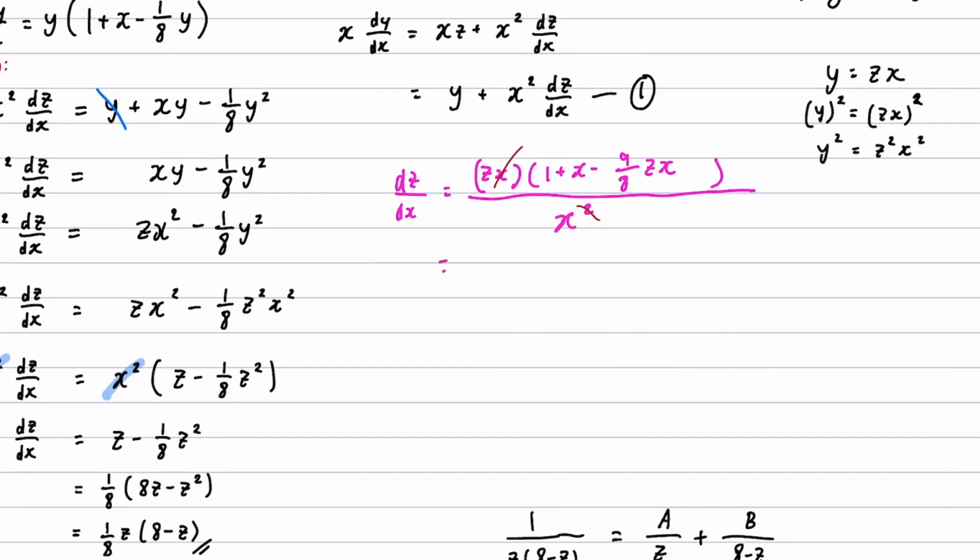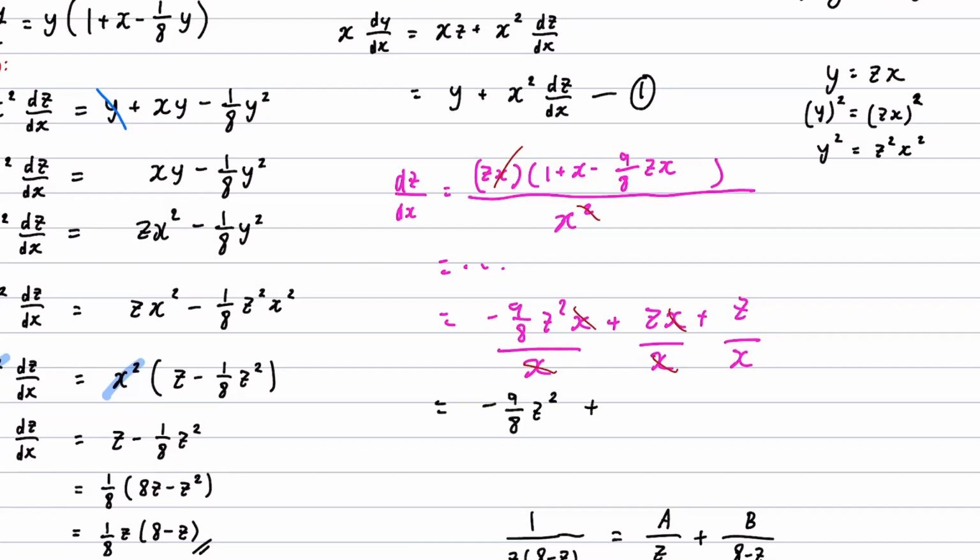Let's just continue with, I mean, copy down. So what you have now is negative 9/8 z squared x plus zx plus z, all divided by x. What I'm suggesting is you can now split it up, over x, over x, over x. Then they can cancel off one copy of x, one copy of x. Z over x, let's leave it alone. Negative 9/8 z squared plus z plus z over x.